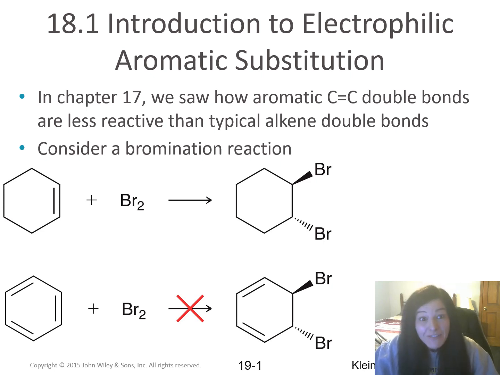All right, so in chapter 17, we discussed how stable benzene rings are. This means they do not react as readily or as fast as an isolated double bond. Look at a bromination reaction. We see that Br2 can react very readily with an isolated double bond, but if it's used on an aromatic compound, nothing will happen.